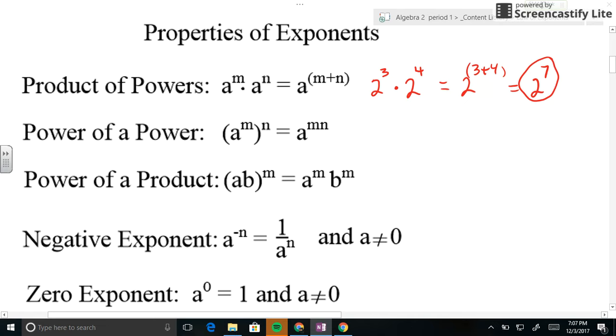The reason why that works out is because 2 to the third means 2 times 2 times 2. We've multiplied 3 2's. 2 to the fourth means 2 times 2 times 2 times 2, which means we multiplied 4 2's. So if we multiply all these 2's up, we add them up, 1, 2, 3, 4, 5, 6, 7. Therefore, we would get 2 to the 7th power being the exact same thing.